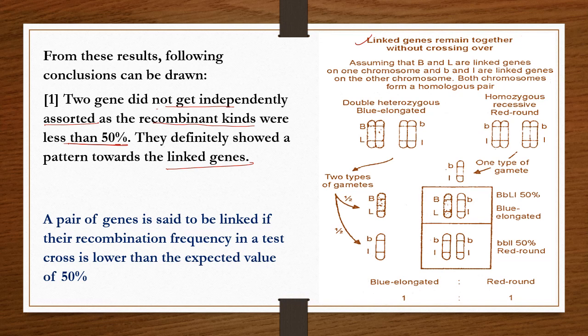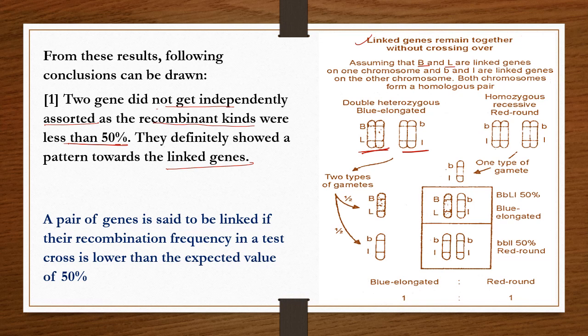In that case, capital B and capital L are linked genes on one chromosome, and small b and small l are linked genes on the other chromosome. Both chromosomes form a homologous pair.